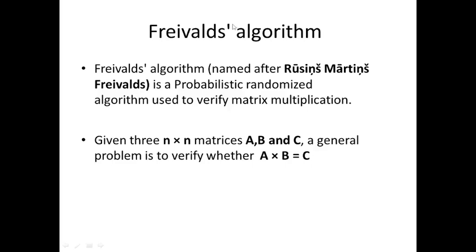The basic concept of this algorithm is that, given three n cross n matrices A, B, C, the general problem is to verify whether A cross B equals C. That means if you multiply two matrices, the resulting outcome will also be a matrix. Freivalds algorithm basically verifies that, and it also reduces the time complexity.